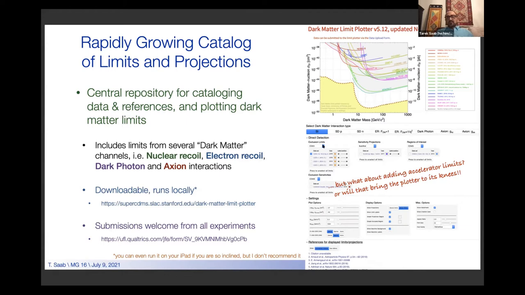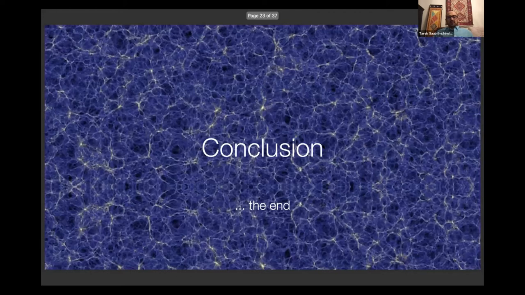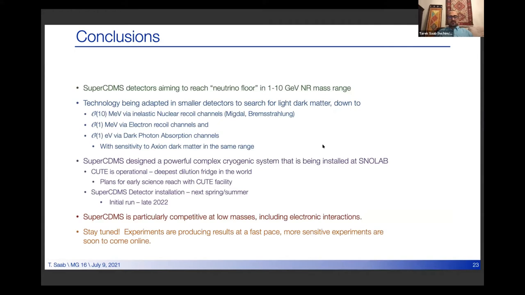Okay. So people are welcome to download this and explore. I will just end by saying that the SuperCDMS program is designed to search for dark matter down to or very close to the neutrino floor in the 1 to 10 GeV mass range. We're taking this technology and expanding it to smaller detectors that allow us to reach much lower masses. The experiment is currently being assembled. We hope to begin installation sometime next year and begin taking data in late 2022.